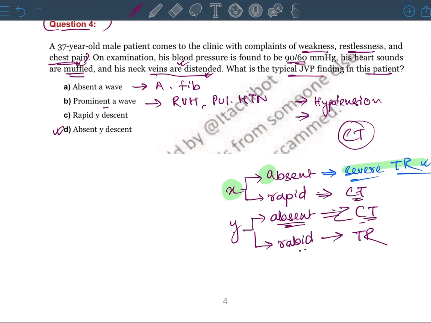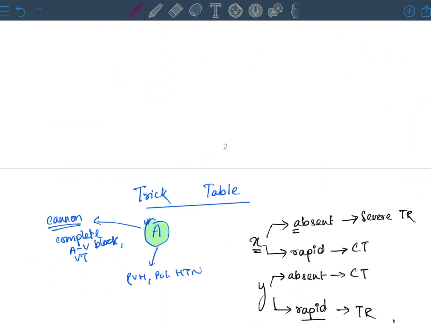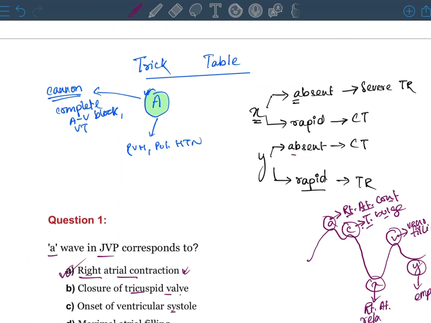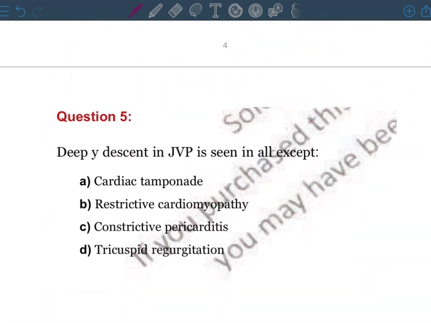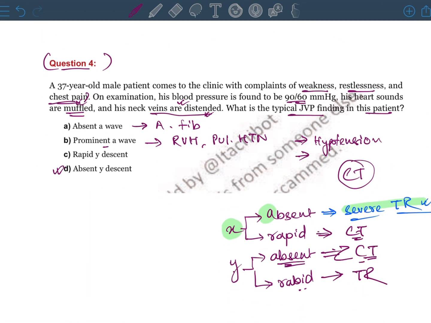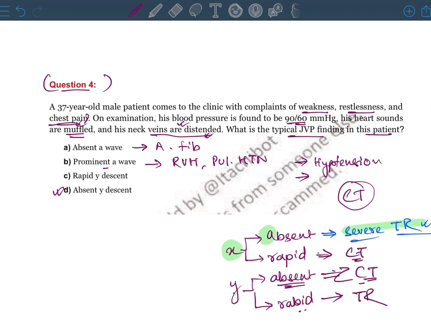So the answer is absent, option D. I had shown you this trick. So done, this is also done. This was a good MCQ. You needed to first find out the cardiac condition and then this.